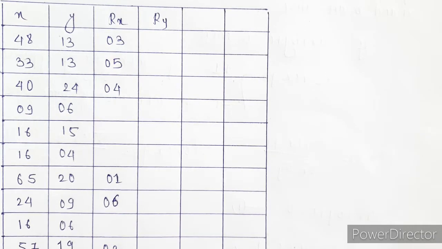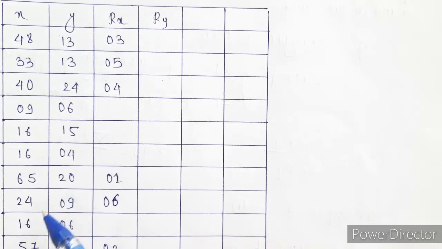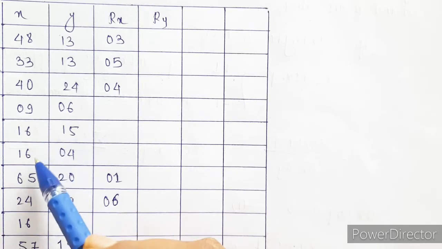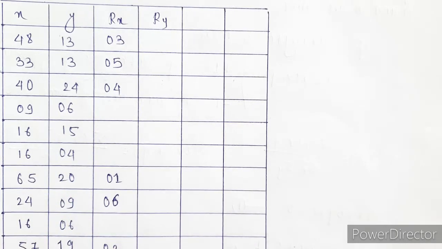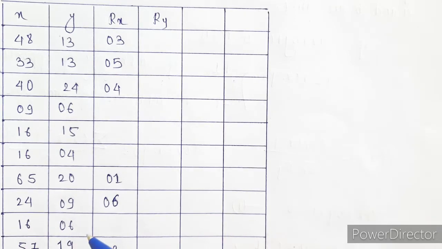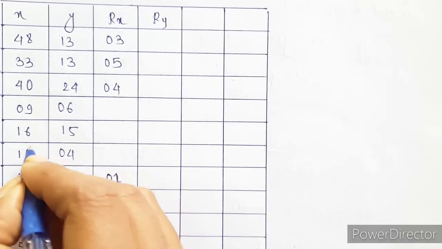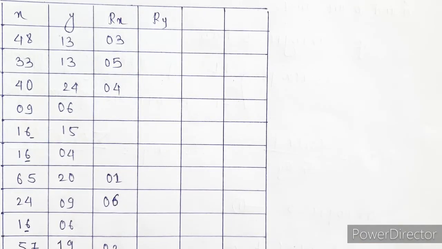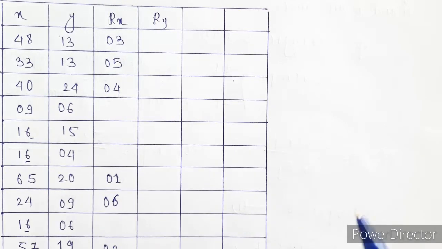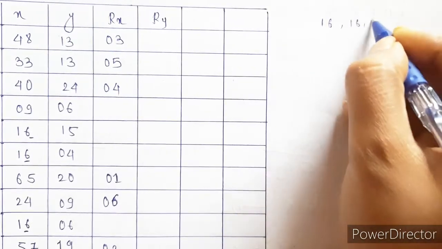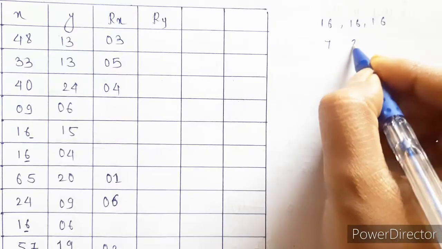After 24 what we have is 16, but here 16 is repeated 3 times. So what shall we do? Any one of the 16 will get rank 7, the other one will get rank 8, and the next will get rank 9, because we have 3 16s. Now it will be unfair if I am randomly marking them. So this first any one of the 16, we have 16 3 times, so it will get rank 7, 8 and 9.